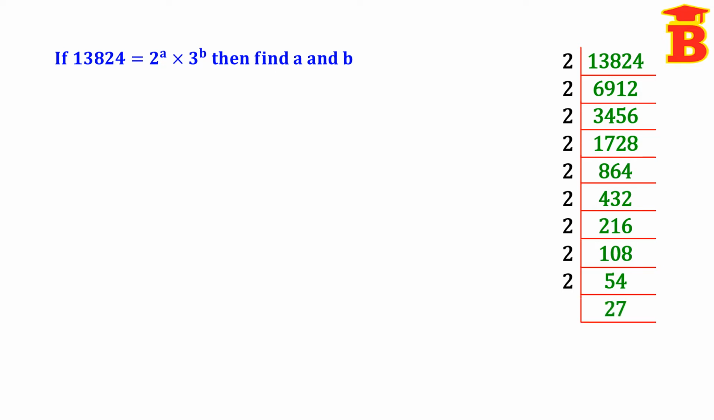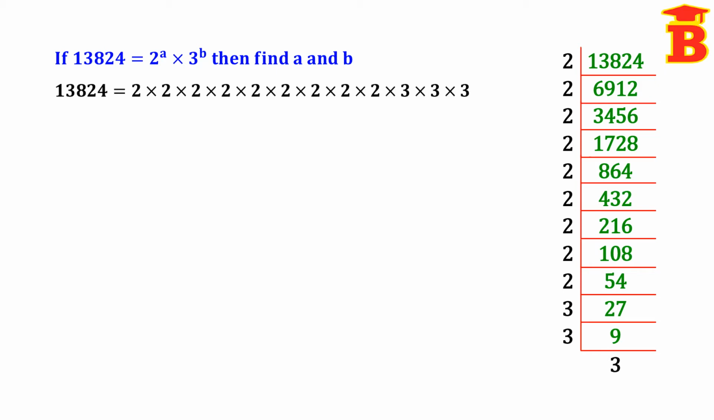So if we have an even number, we can divide by 2. And now we have got 27. This we can divide by 3. So if we divide by 3, we get 9. And this 9 is also 3 into 3. So again we divide by 3 and finally we get the number 3.